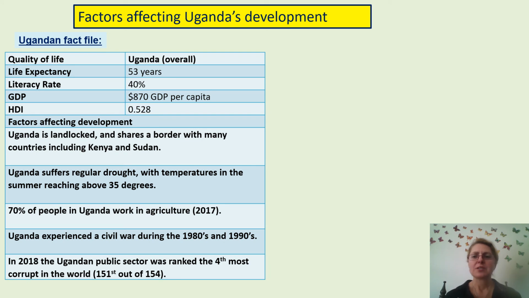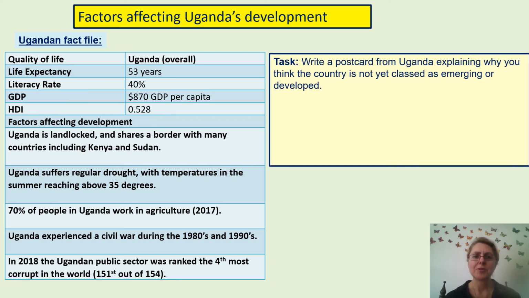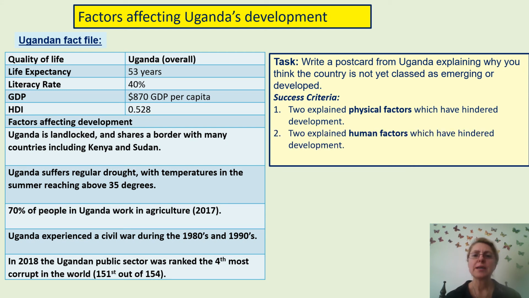Your final task is to write a postcard from Uganda explaining why you think the country is not yet classed as emerging or developed. Make sure you include 2 explained physical factors which have hindered or prevented development, 2 explained human factors which have hindered development, and 2 pieces of place-specific information. Use some of the details that we have in your fact file.